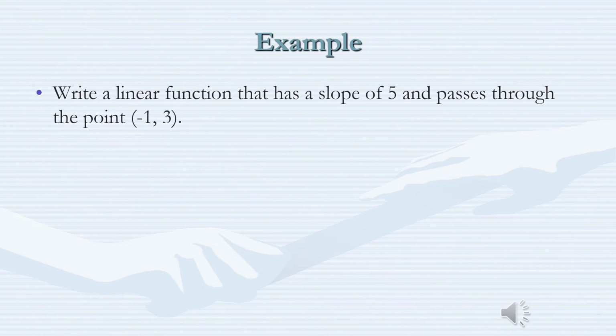Here's an example. Write a linear function that has a slope of 5 and passes through the point negative 1, 3. Pause the video at this point to give yourself a chance to do the example.